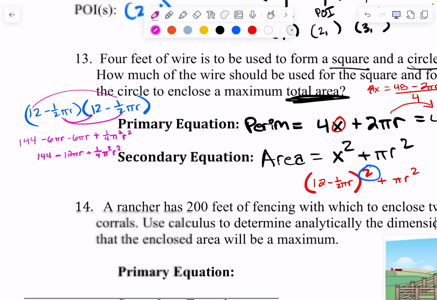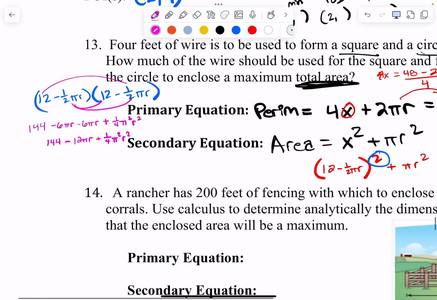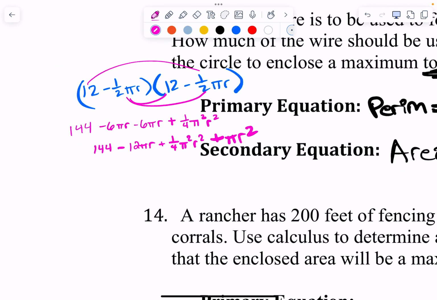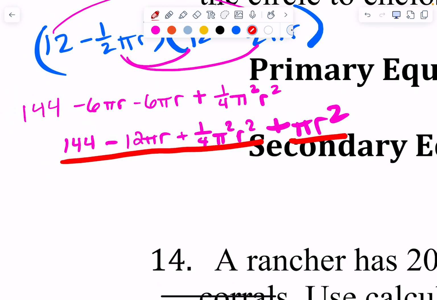Are we doing okay so far? And then maybe I just put over here, so that's this part plus pi r squared again. So this was the part that I just foiled, and then I have that extra plus pi r squared on the end there. Okay, now what? Now I have to take the derivative. This one's going to be maybe not so bad.